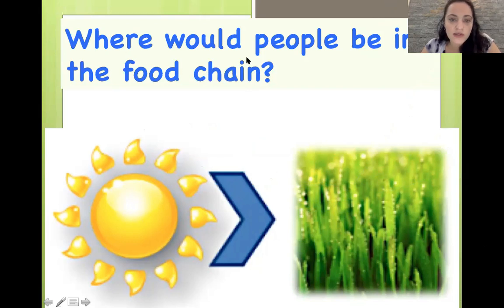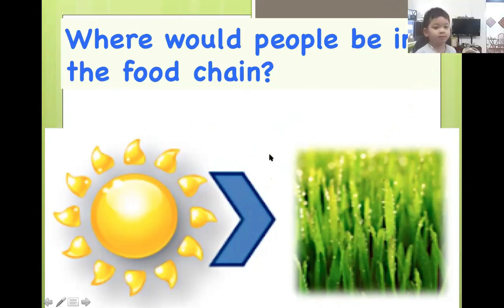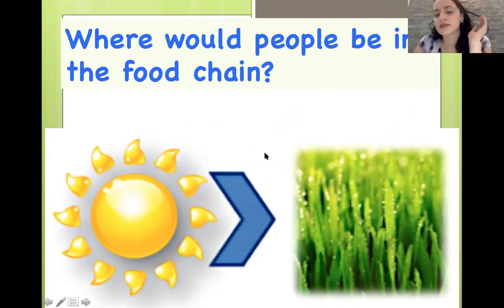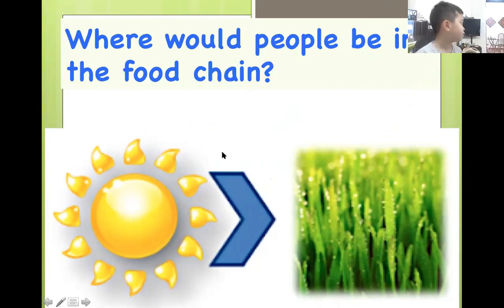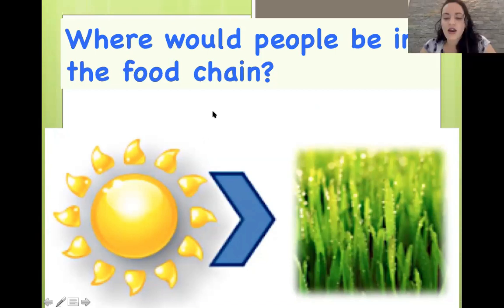So as animals, we cannot make food from the sun. Plants make food from the sun. Animals eat plants, and are we plants or animals? Harriet, are we plants or animals? Animals. Excellent job. We are animals. So we are in the middle because we eat plants like fruit and vegetables, or the end because we eat animals like cows or pigs.